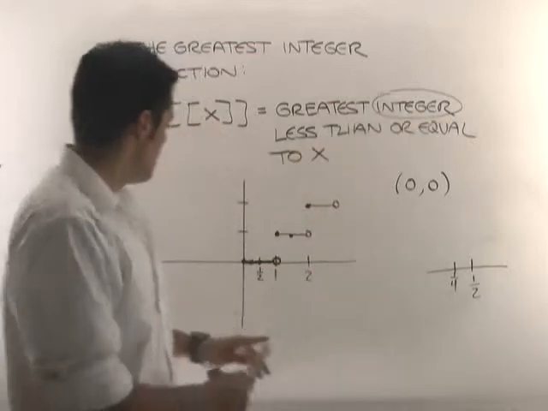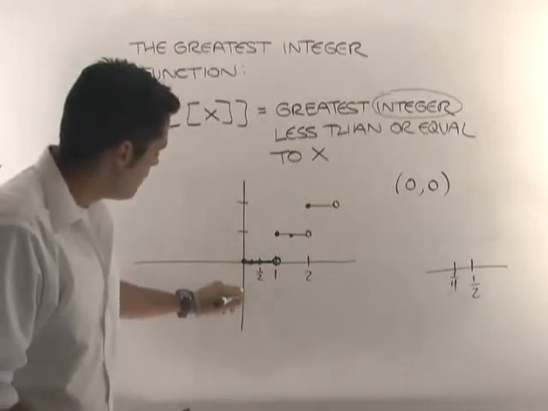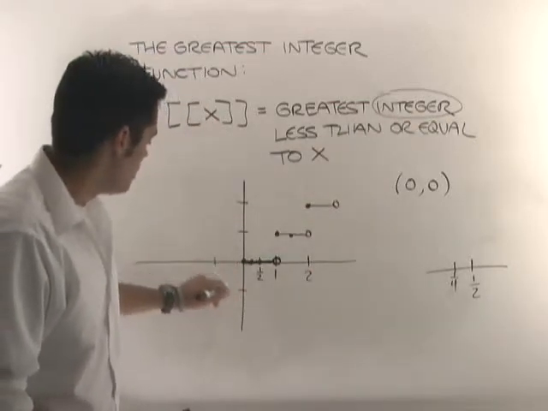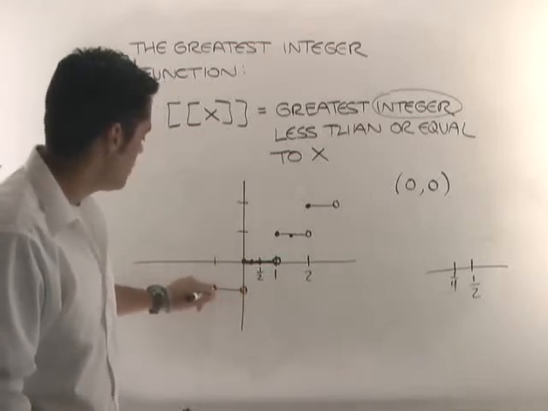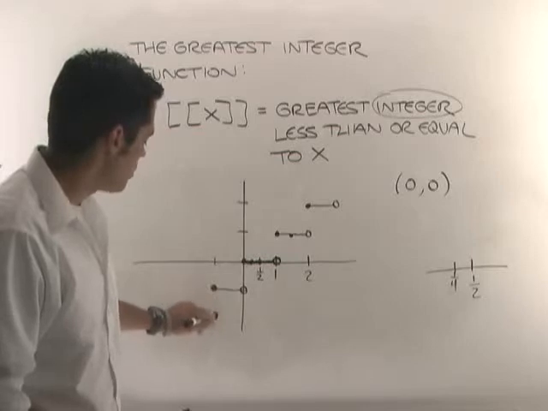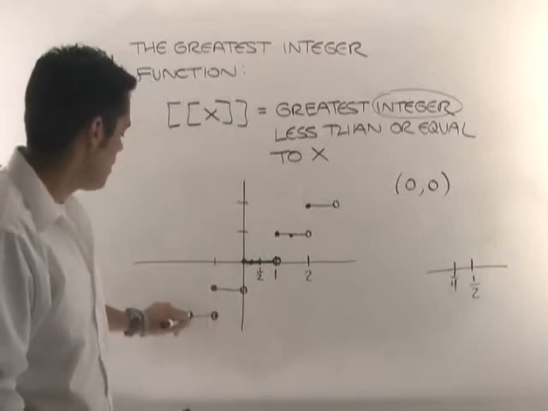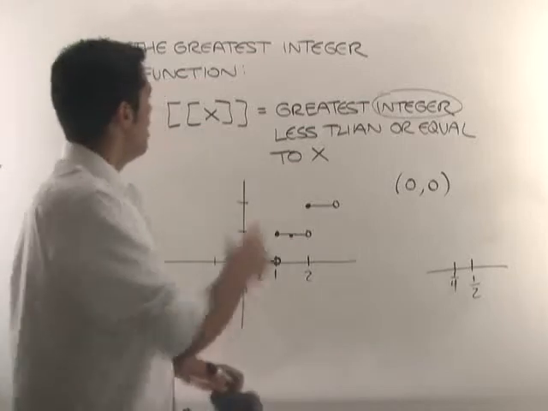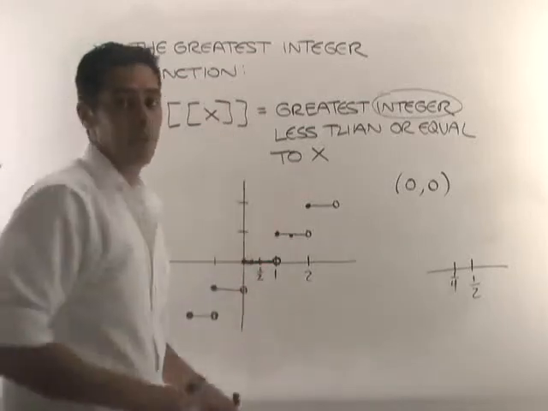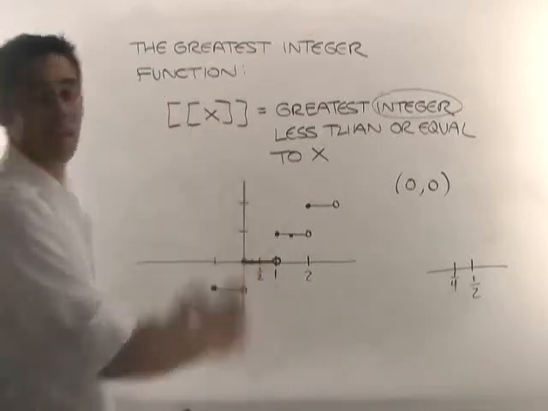Now going backwards, we can just look at the pattern and continue it. So we're going to have an open circle, it'll go back like this, it'll drop down, open circle, go back, solid, drop down again. So this is what's known as a step function. The greatest integer function is an example of what's called a step function. And that's just a basic introduction to it.